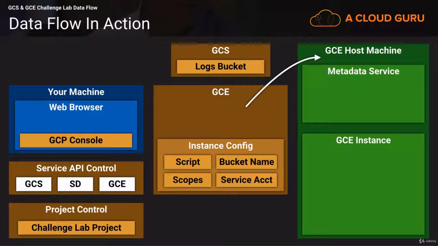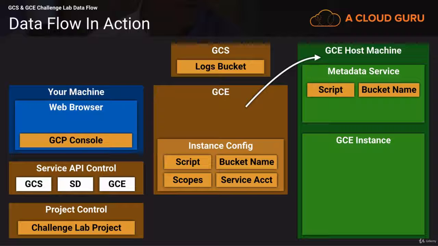Normally, you would consider HTTP connections to be insecure because they're not encrypted, but because the connection is literally from a machine to itself, there's no way for anyone else to be eavesdropping on that conversation. Now, as a part of setting up this GCE instance on this GCE host, this metadata service will get information from the GCE control plane. In particular, it'll get the startup script and the custom metadata bucket name that we passed along.